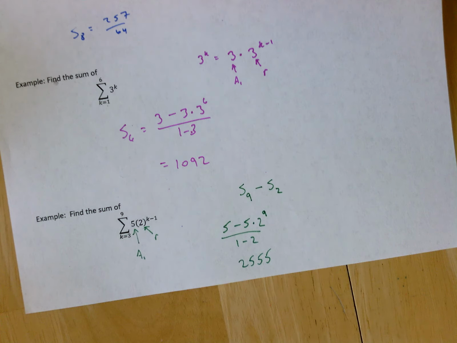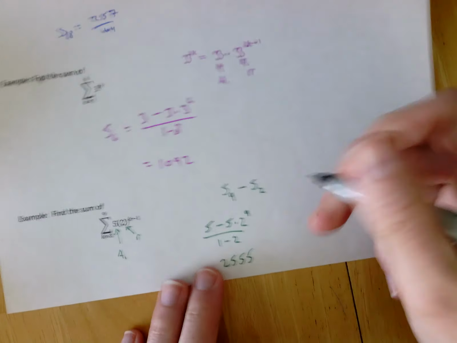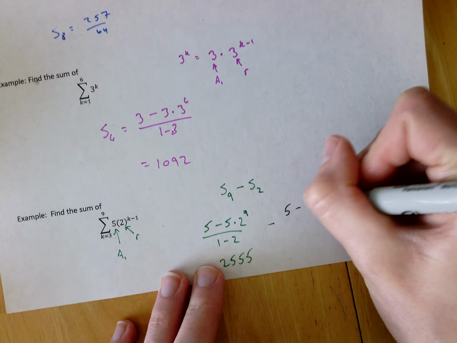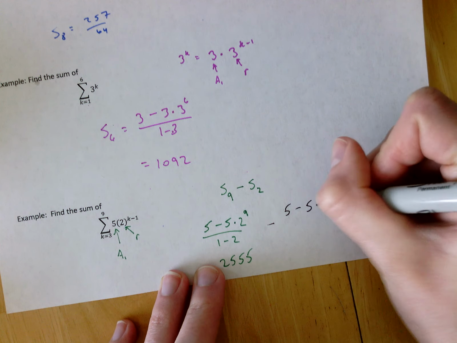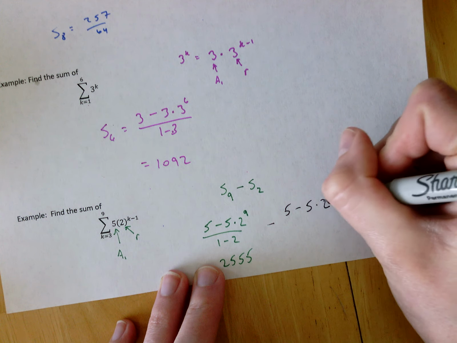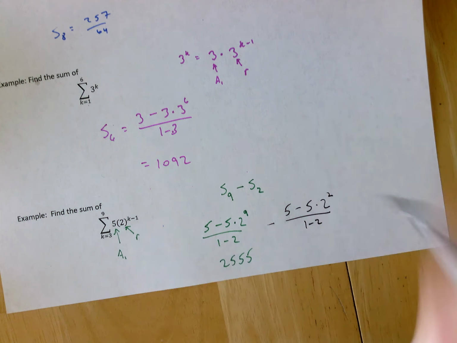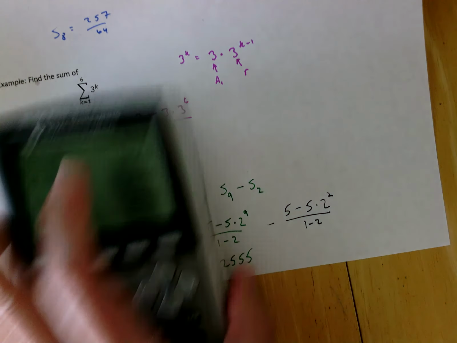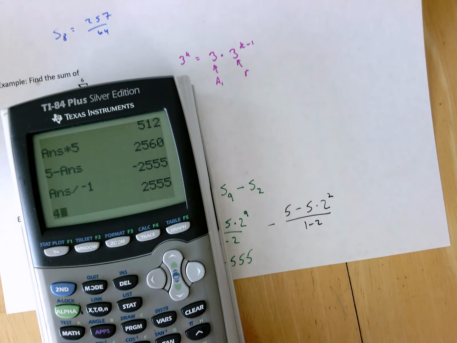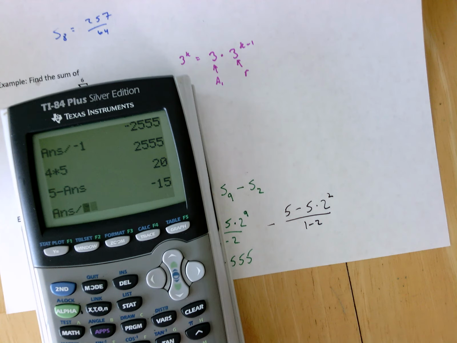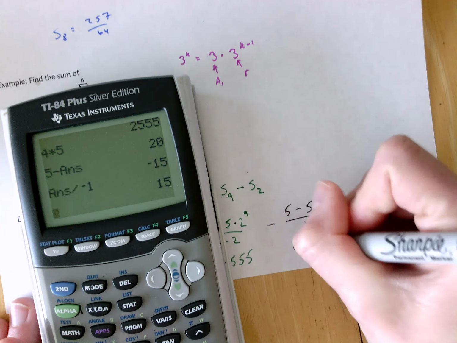Now I'm going to subtract from that the sum of the first 2 terms in the sequence. So this is going to be my first term, still 5, minus first term times the ratio, still 2, but now the exponent is just going to be a 2. And it's going to be over 1 minus 2. Well, 2 to the second is 4, obviously, times 5. 5 minus 20 is -15, divided by -1, that's 15.